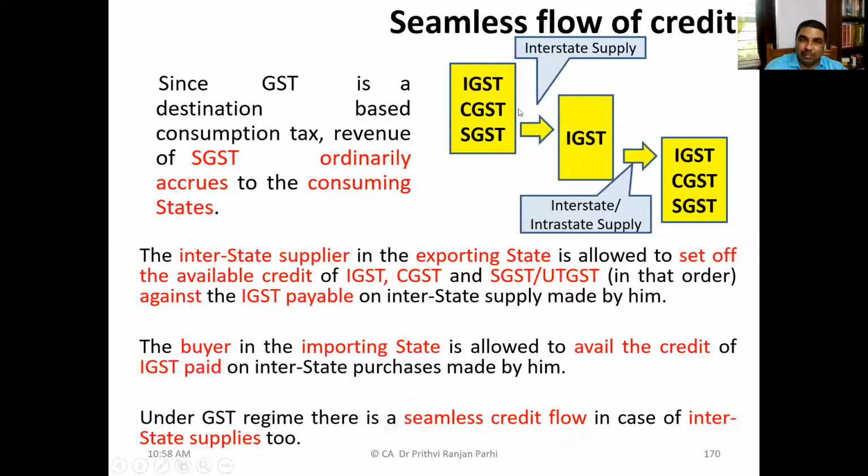IGST, CGST, SGST may be available in the form of input tax credit with a supplier. If the supplier is making, let us say, interstate supply, then he will be charging IGST. His credit may be available in the form of IGST, CGST, and SGST. But the liability which will be paid by him will be in the form of IGST. Then what is possible? All these three credits can be utilized for discharging this IGST liability. Okay. And let us say someone is purchasing from that dealer in another interstate supply. That person might be having IGST credit. That IGST credit can be utilized for settling IGST, CGST, and SGST. Let me explain you with the help of the whiteboard.